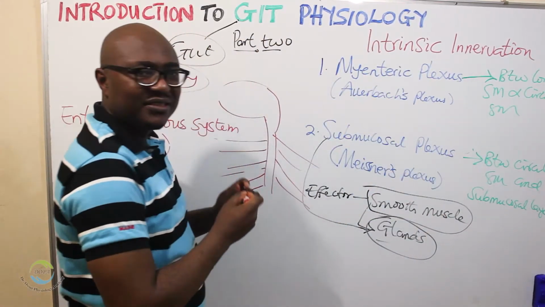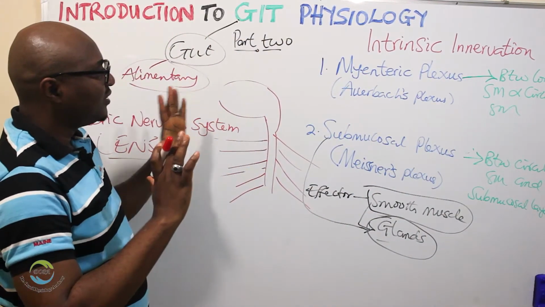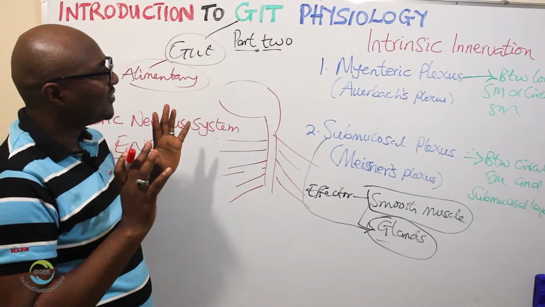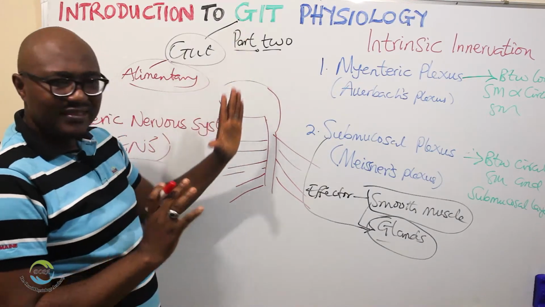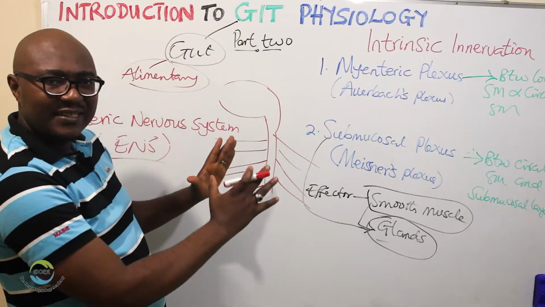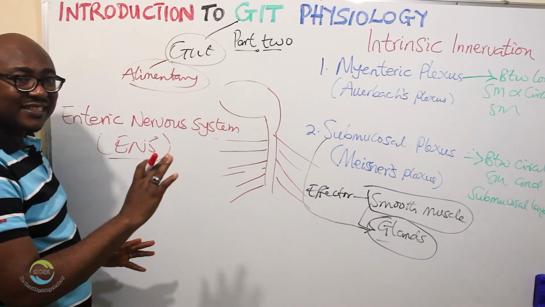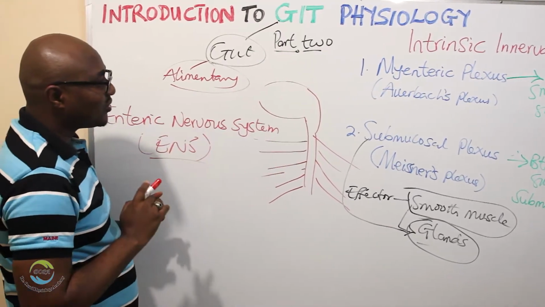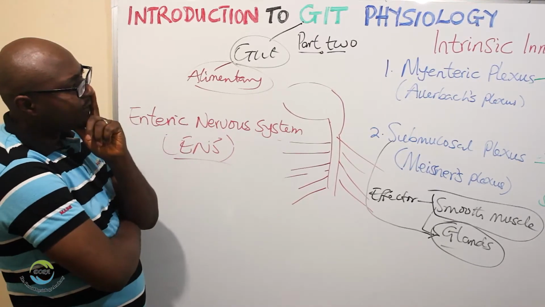Okay? It's very straightforward, simple stuff. Intrinsic innervation of the GIT. So you also have the extrinsic innervation. We're going to talk about that shortly. But there's something you need to think about.